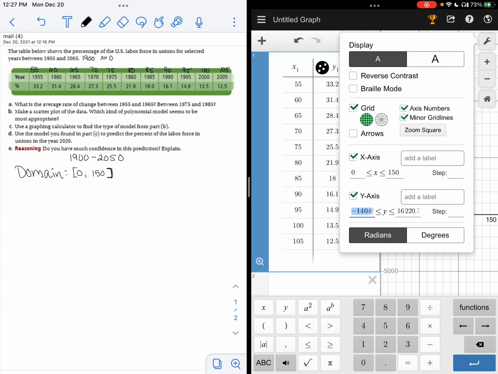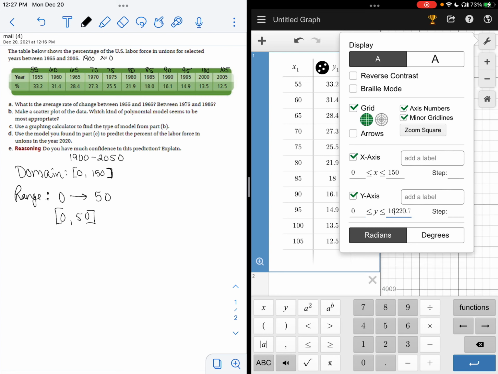Let's talk about the range. So this is the percentages. I'm going to go from 0 because we know we can't go lower than 0. And the highest percentage I see is 33. So what I'm going to do, guys, is go to 50. So that range is going to be 0 to 50, just using my numbers to guide me. All right, there you go.